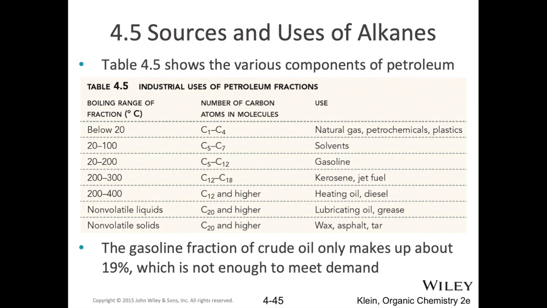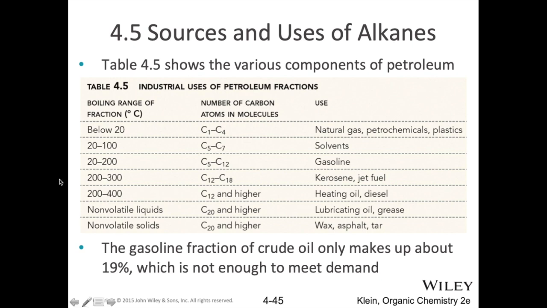If you have a carbon chain between 1 and 4 carbons, these are gases at room temperature. These tend to be things like natural gas, including propane and butane. You can have further refinement to separate this out into propane versus butane versus methane and so on.